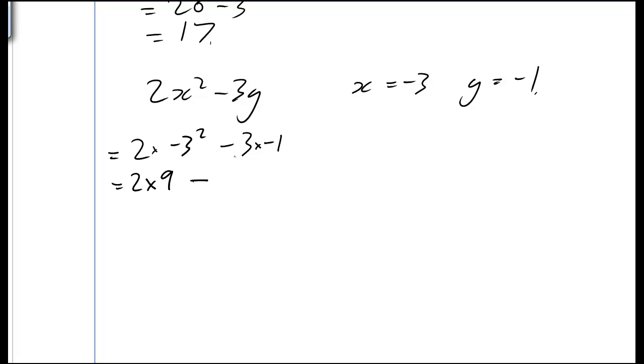take, now we've got negative 3 times negative 1. That actually gives you positive 3. So it's going to be 2 times 9 plus 3, which is 18 plus 3 equals 21. So we've evaluated the expression 2x squared take 3y by putting these numbers in for x and y. I want you now to have a go at number 2, and once you've finished all of number 2, press play to watch some more.